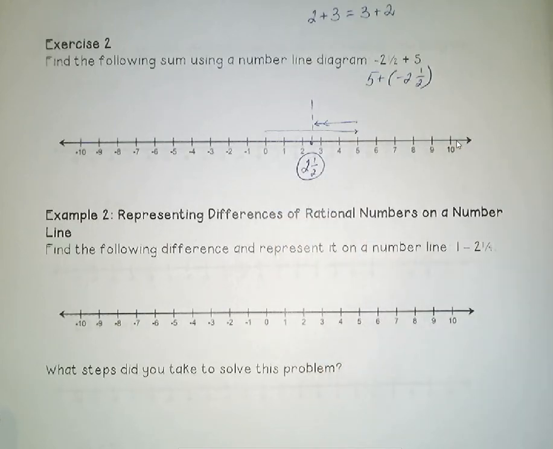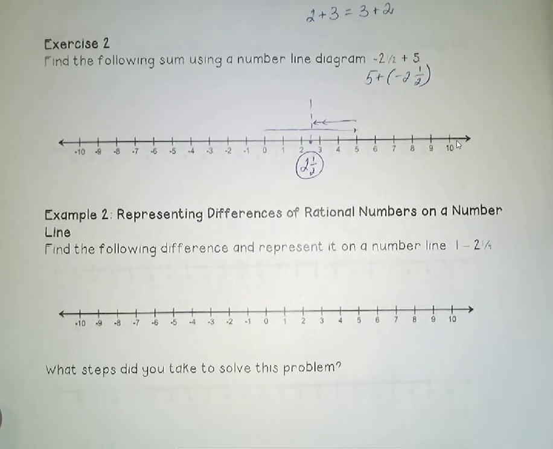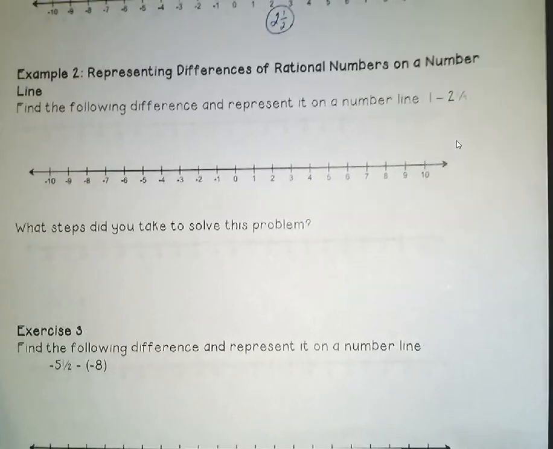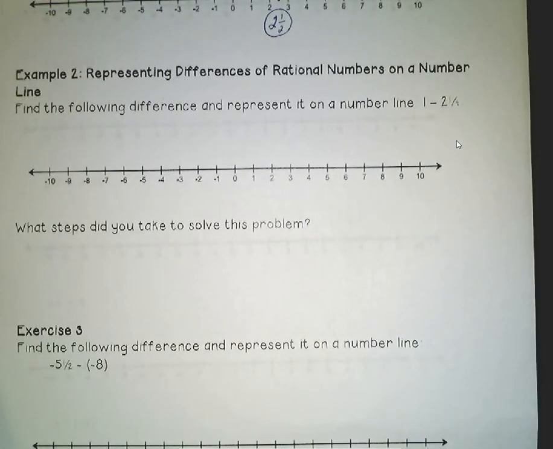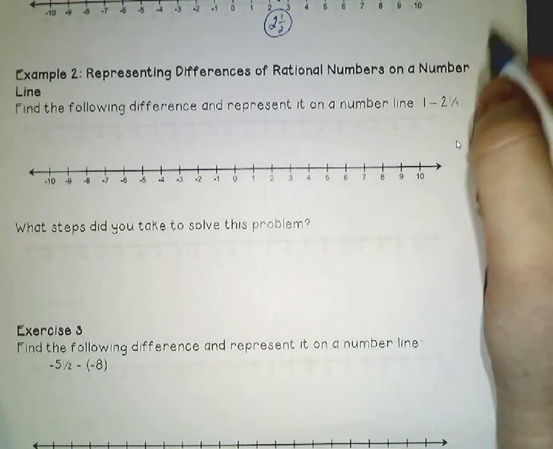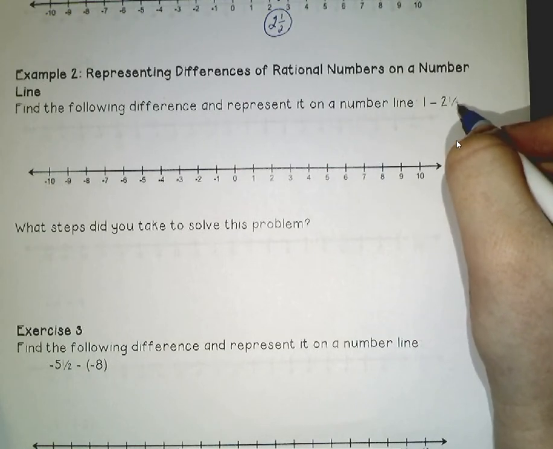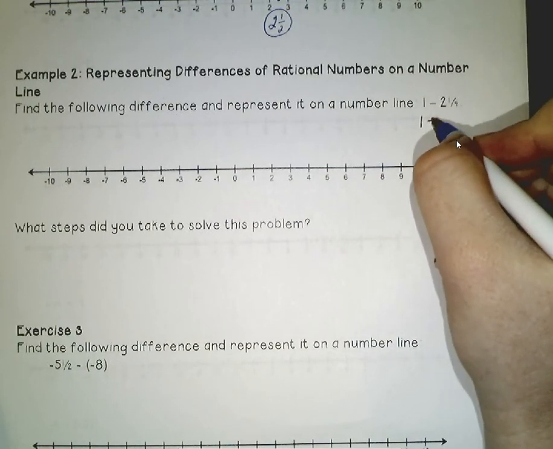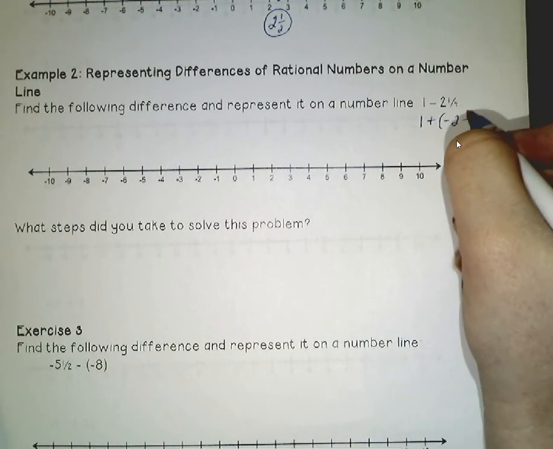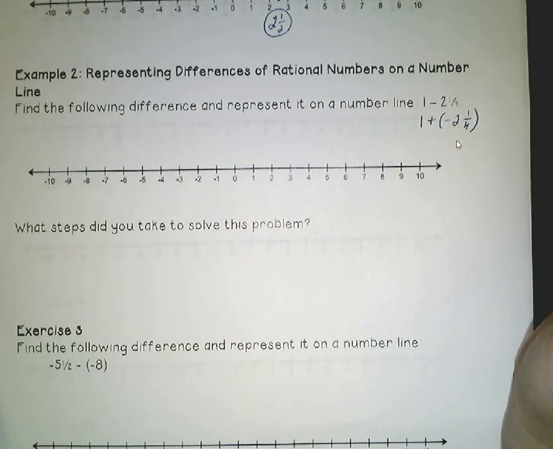Okay. All right. Representing differences of rational numbers on the number line. So now we're talking about subtraction. Remember, again, with subtraction, we are going to just skip subtraction. We don't have to worry about one more rule. We change all subtraction into addition of the additive inverse, or the opposite. So here we have 1 minus 2 and 1/4. Instead of this subtraction, we will do 1 plus -2 and 1/4. Okay?